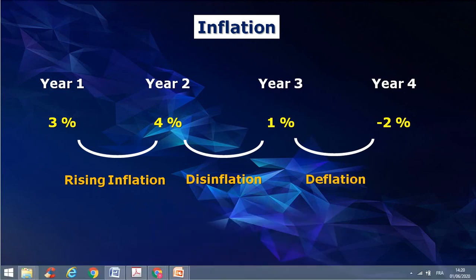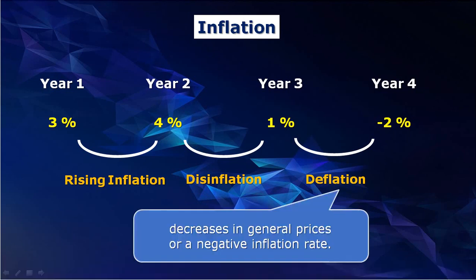Deflation occurs when prices are actually falling in an economy. That means the inflation rate is negative, which is what we see in year 4, minus 2%. So this is deflation, which is signified by an annual inflation rate below 0%.